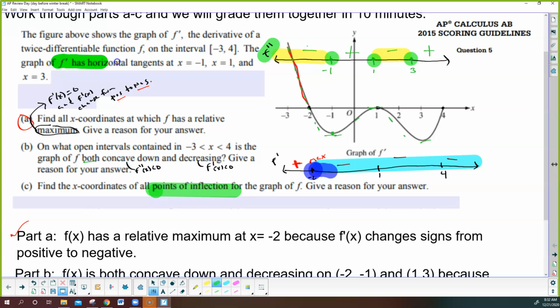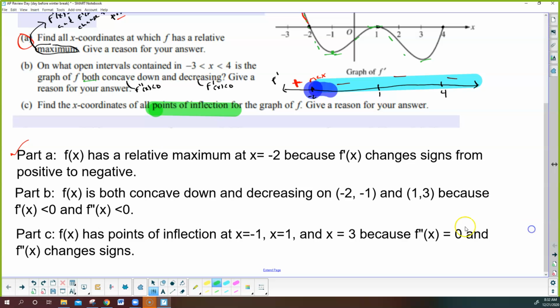Notice they gave us that answer right here. So part C, they gave us the answer, but we have to be able to justify why are those the points of inflection. Well, notice I go from concave down to concave up to concave down, and concave down to concave up again. So there's a sign change in the second derivative at those points. And here's my answer for part C. F has points of inflection at x equals -1, 1, and 3, and then y. F double prime is equal to 0, and F double prime changes signs.